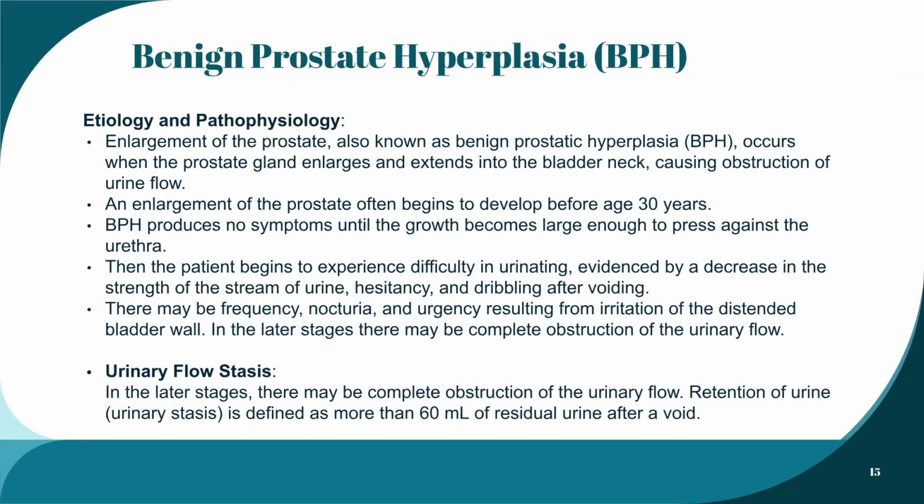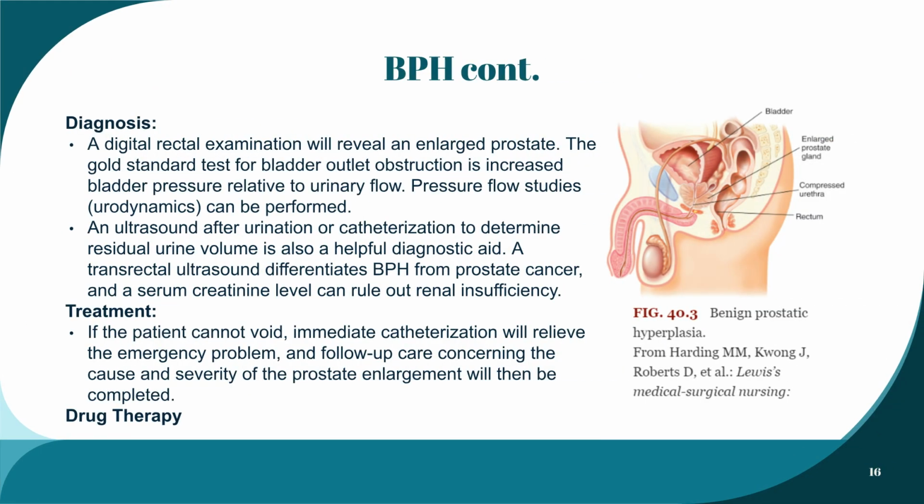Benign prostatic hyperplasia, or BPH, is the enlargement of the prostate gland, which can obstruct urine flow. Symptoms, such as difficulty urinating and a decrease in the strength of the urine stream, appear when the growth presses against the urethra. Urinary flow stasis, or retention of more than 60 milliliters of residual urine after a void, can occur in later stages. Diagnosis involves a digital rectal exam and pressure flow studies.